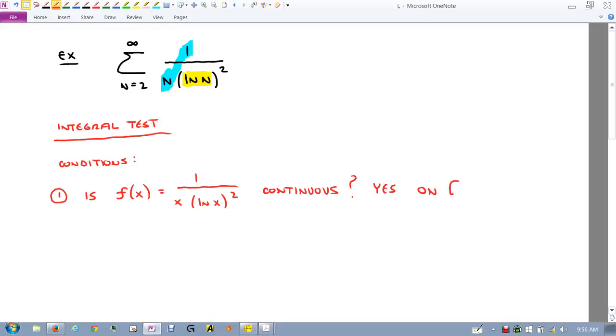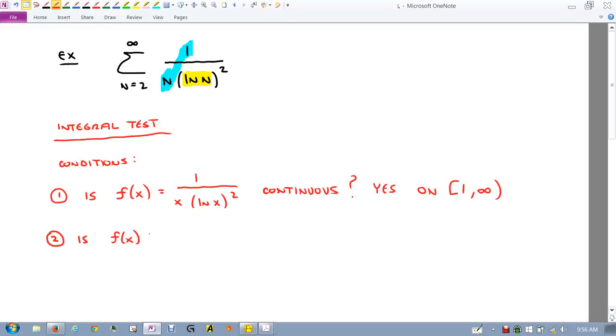On 1 to infinity it is. And that's all I care about, right? It's actually continuous on 0 to infinity, but that's the only place I'm concerned with. So is it continuous there? Yes. Second thing, what's the next thing?